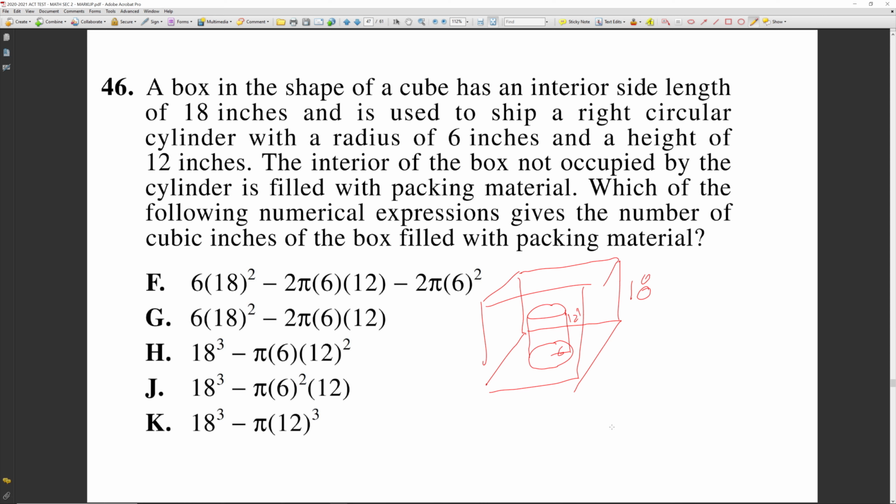So let's start with the volume of the cube, which is 18 cubed, minus the volume of the cylinder, which is pi r squared times h. So r in this case is 6 squared and h is 12. So this is 18 cubed minus pi times 6 squared times 12. The only answer that has this is J. So in reality, this is about a 30-second problem. The reason is there's a little bit of reading involved, so you don't make silly mistakes. You got it.